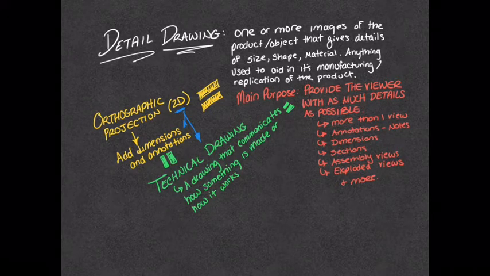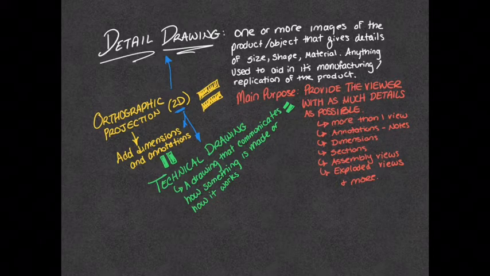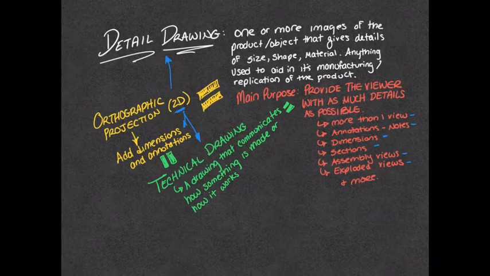The more details that we go into, we are then starting to create a detailed drawing. Detailed drawings could be multiple technical drawings put together. It is something that just shows as much detail as possible. So it could be more than one view, something with all annotations or notes, dimensions included, sections included, assemblies included, exploded views included.